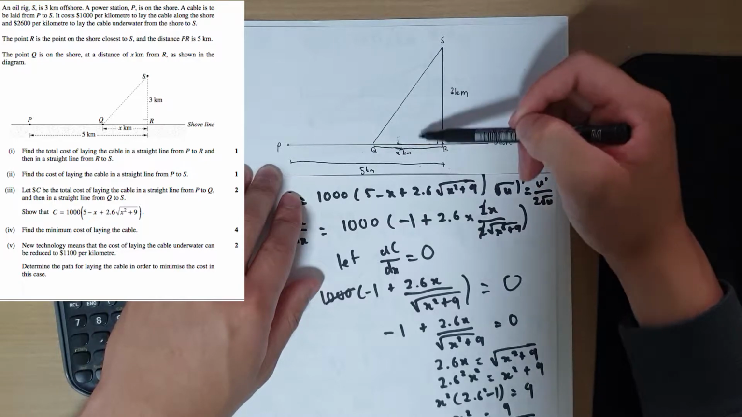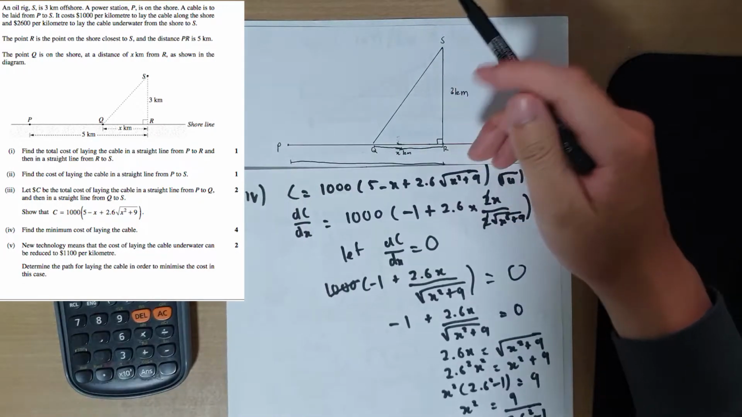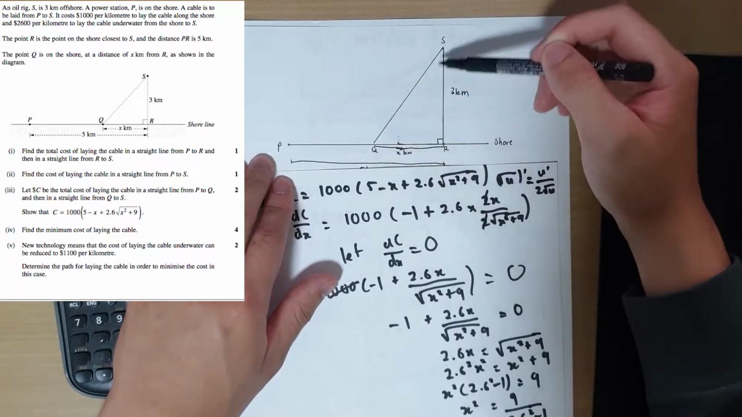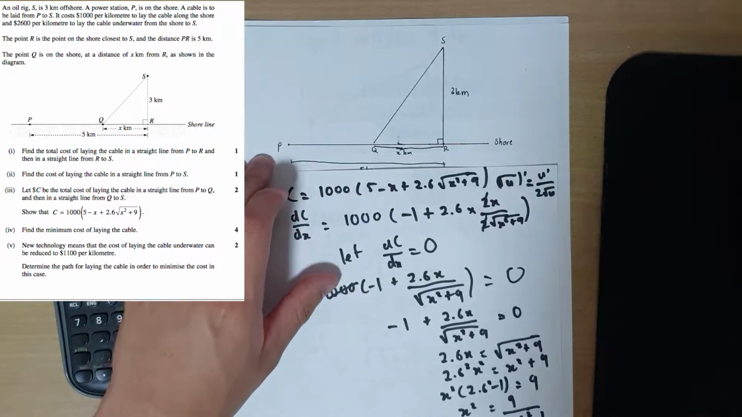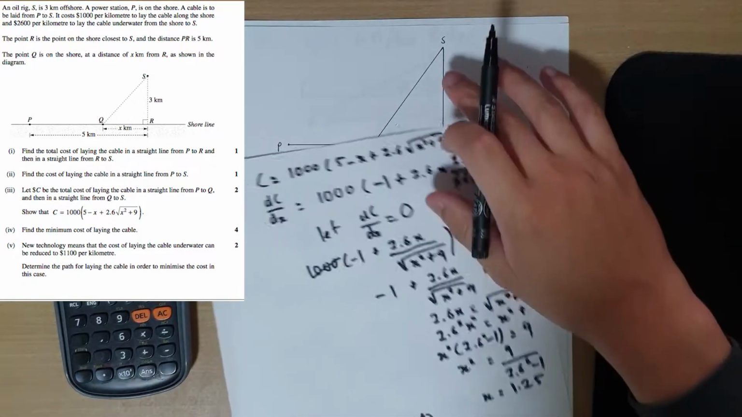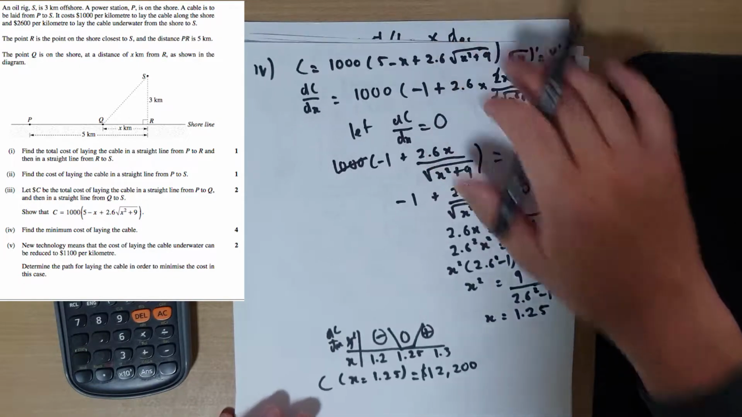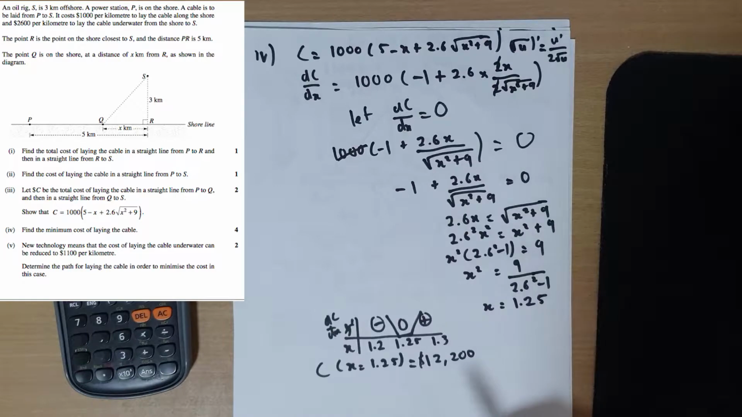So this line probably goes down to over here. And the cost associated with that would be 12,200. That's where we get the minimum cost. So that's how we interpret the question, I guess, in words. Cool. So that's part IV done. Part 4, I guess that's the hard part. Let's move on to part 5.